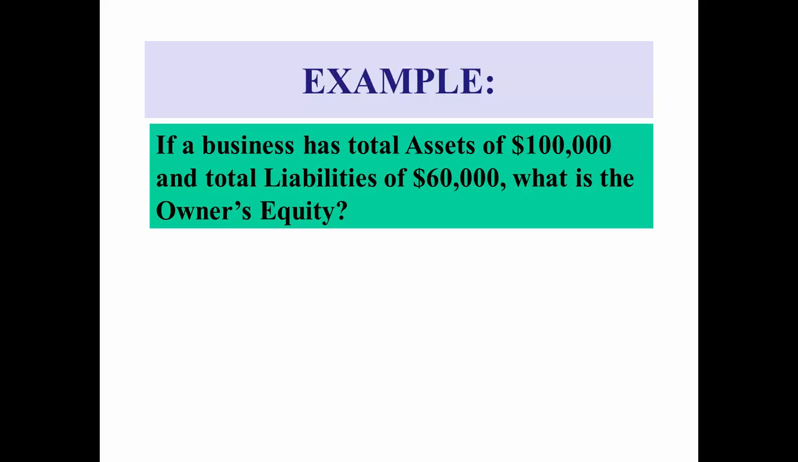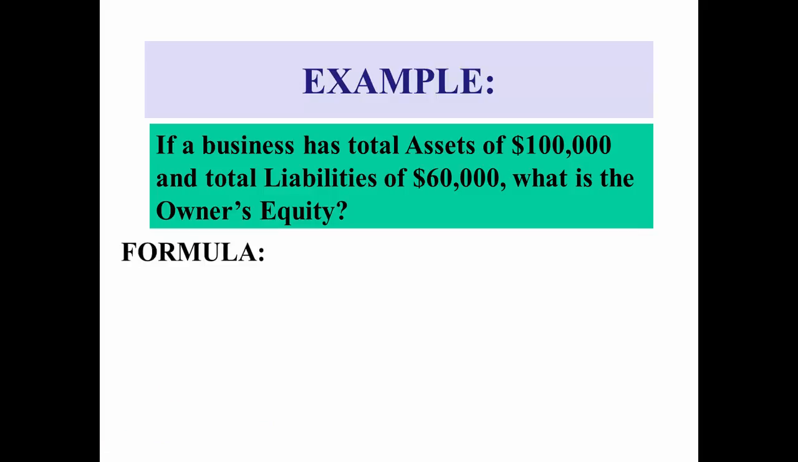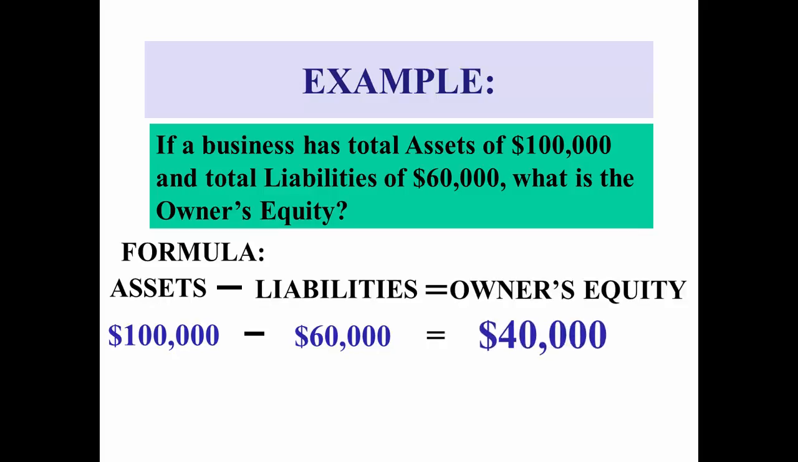Here's an example. If a business has total assets of $100,000 and total liabilities of $60,000, what is the owner's equity? Once all the $60,000 of debts are paid, the remaining assets belong to the owners. And that would be $40,000.